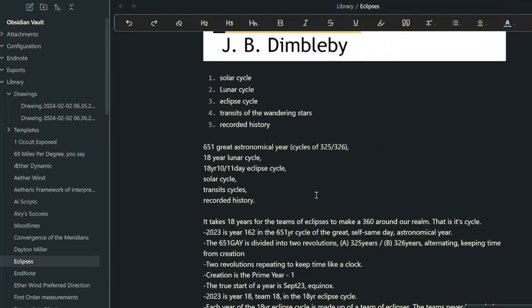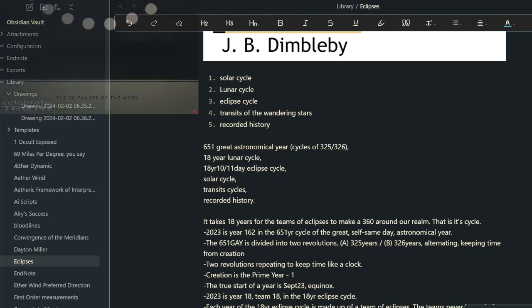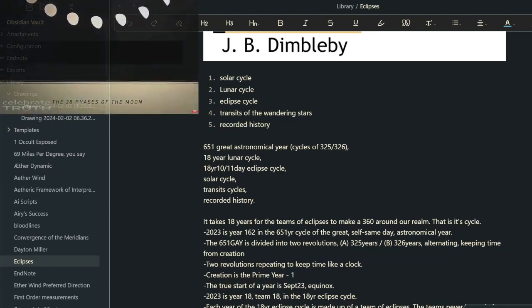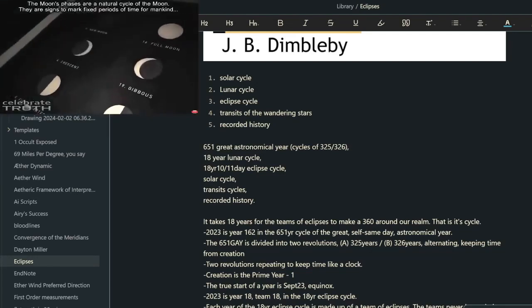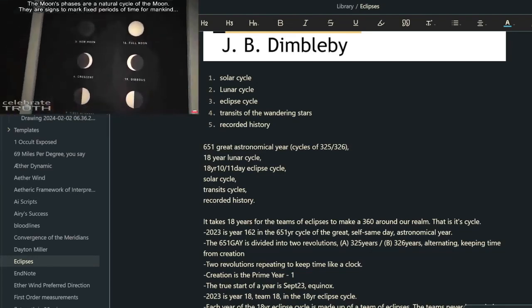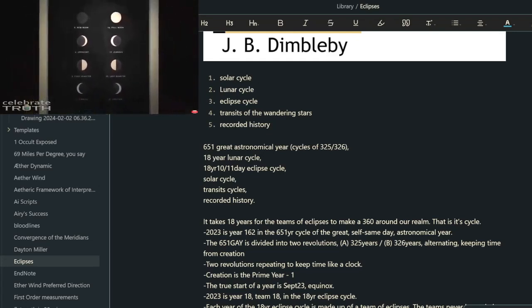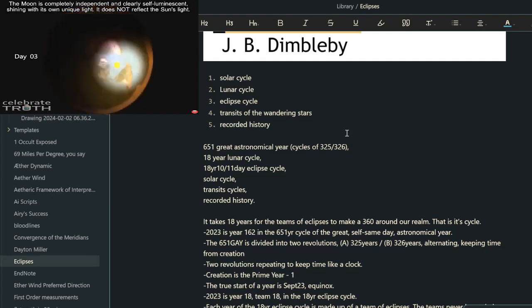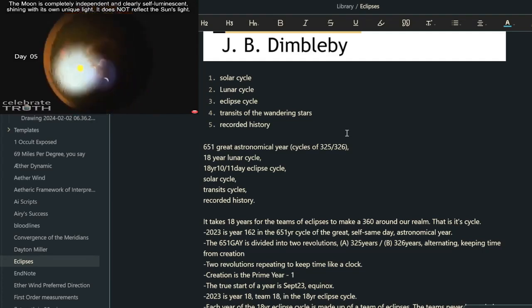So, five astronomical lines of time, ways to keep time: solar cycle, lunar cycle, eclipses, transits, very important, and then you have recorded history and all the stuff that we have. We have a 651 great astronomical year. That's 651 years in the great astronomical year, also referred to as a GAY, G-A-Y, in here. And it offsets between cycles of 325 and 326 to get specific. And within that is comprised the 18-year lunar cycle, which then has an oscillation of 10 or 11 days. It's not quite clear, right?